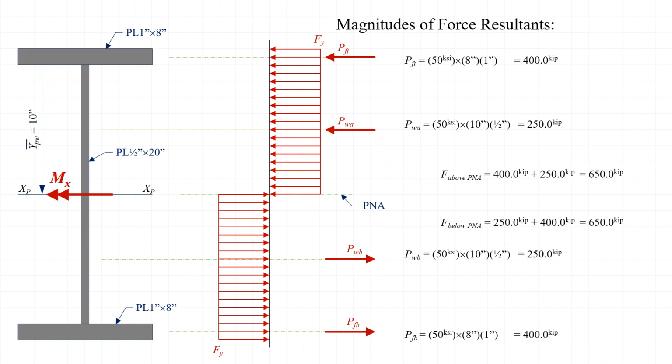Finally, we can confirm that the sum of the forces above the plastic neutral axis and the sum of the forces below the plastic neutral axis are equal. Both are equal to 650 kips, which indicates that the plastic neutral axis is in fact located 10 inches below the top of the web, or 11 inches below the top of the cross-section.